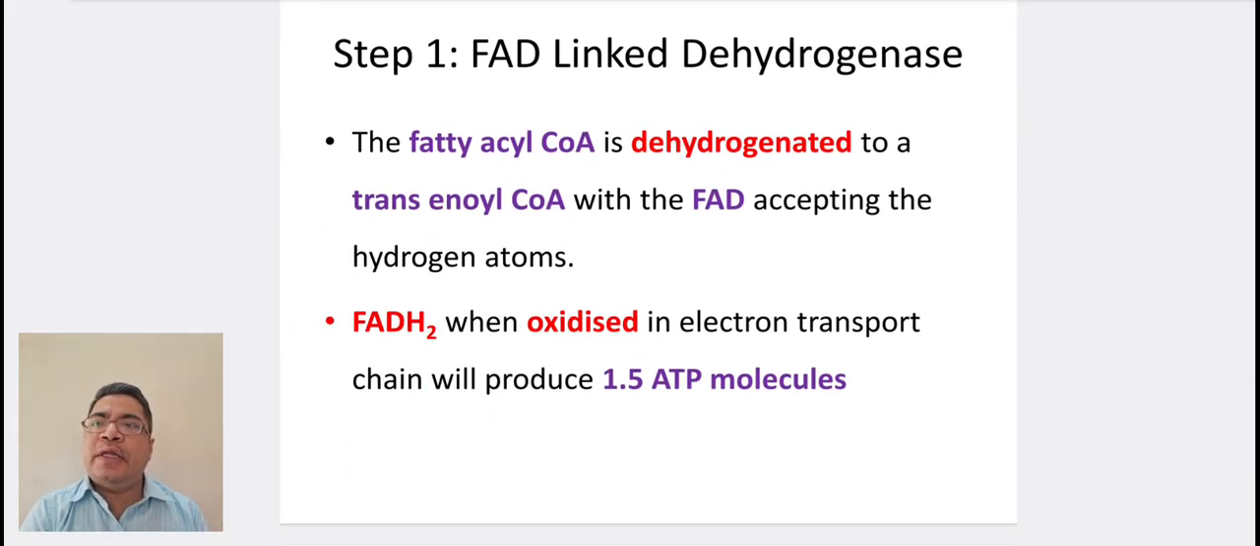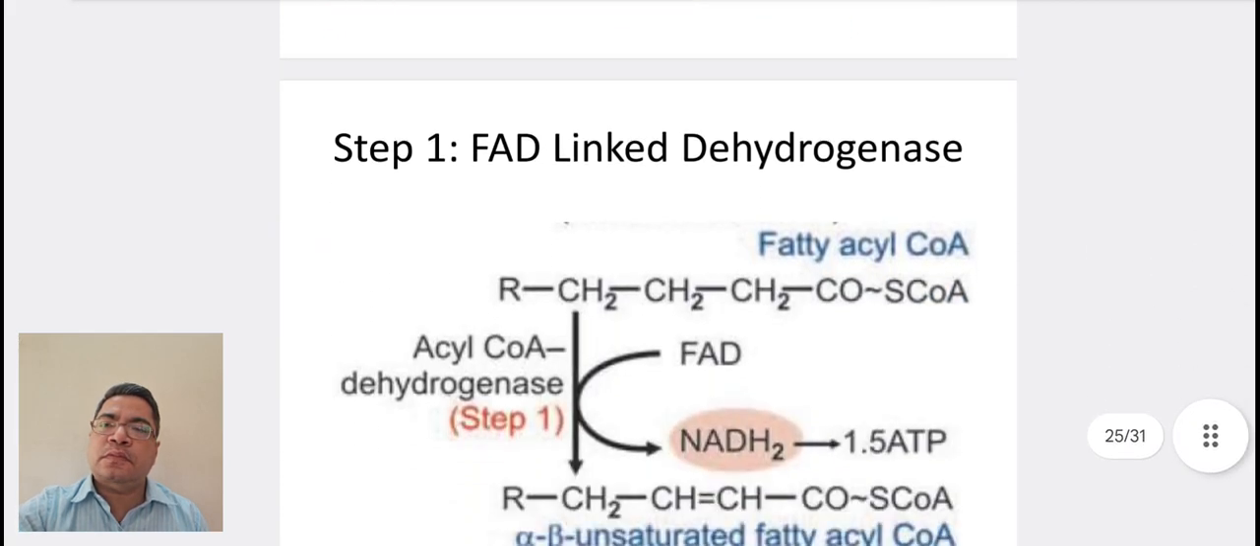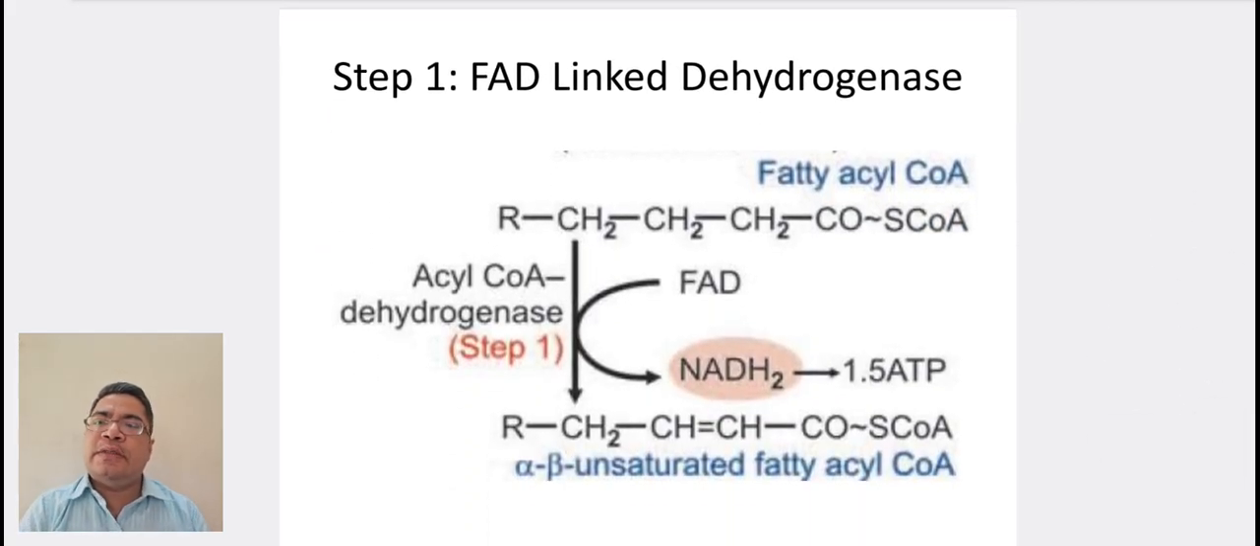Coming to step 1, FAD linked dehydrogenase. The fatty acyl CoA is dehydrogenated to a trans-enoyl CoA with the help of FAD accepting the hydrogen atoms. FADH2, when oxidized in electron transport chain, will produce 1.5 ATP molecules. In this diagram, we can see fatty acyl CoA is converted into alpha beta unsaturated fatty acyl CoA with the help of the enzyme acyl CoA dehydrogenase and the conversion of FAD to FADH2.